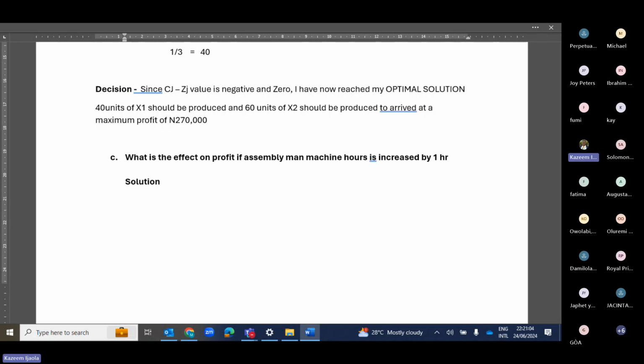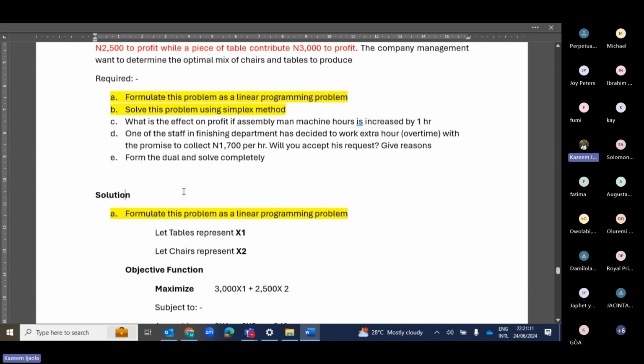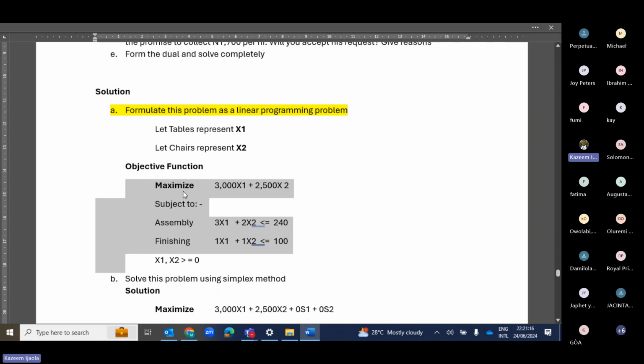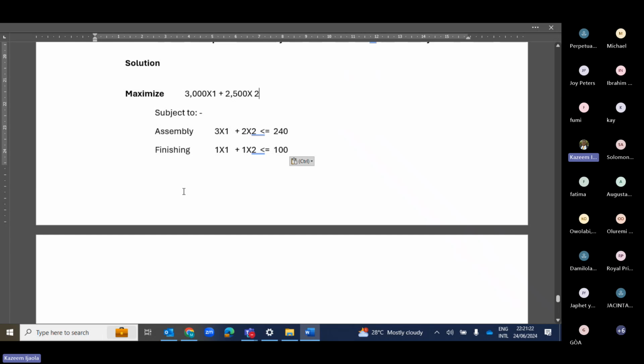Okay, let's move on. What is the effect on profit if assembly machine hour is increased by 1 hour? What you will do is copy and write your objective function again. I'm not going to write it, I will just copy it. This is my function.